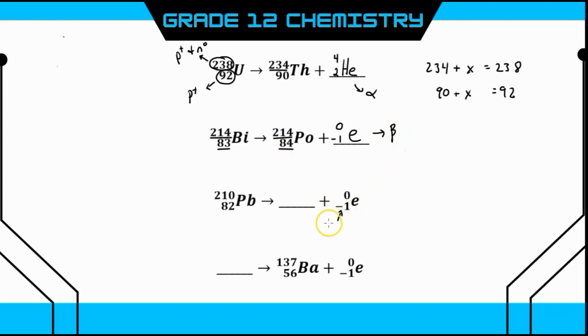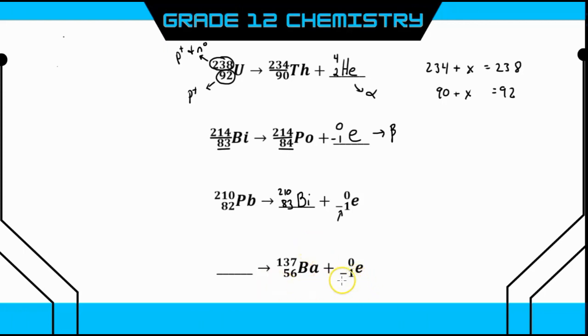Looks like the next one is as well. So if we have a -1 here and an 82 here, this is going to have to be 83. And 210 plus is equal to 210 plus 0. Right? So looking on our periodic table, 83 is bismuth.